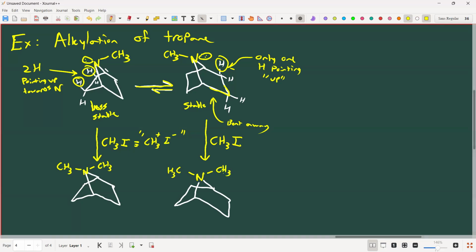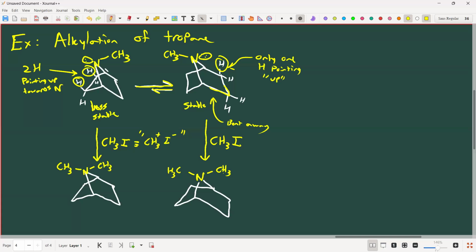So you get these two products. Now, here's the problem. I've taken two unidentical molecules, right? Here you have the CH3 pointing this way and CH3 pointing this way, and I've replaced that lone pair with another methyl group. So these are the same structure, right? So we can't really tell them apart, right? So there's a clever way to do this.